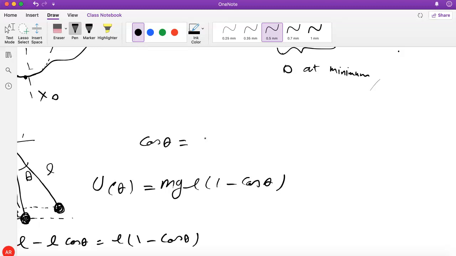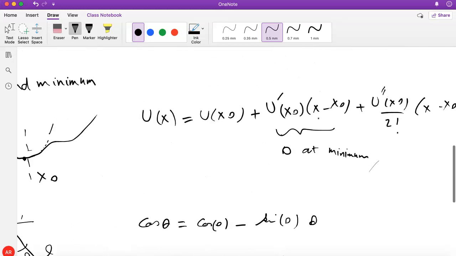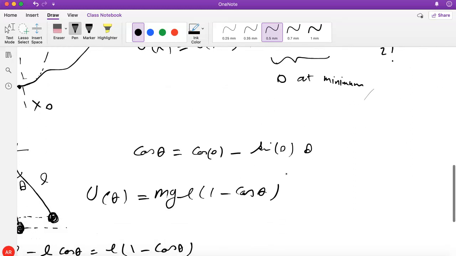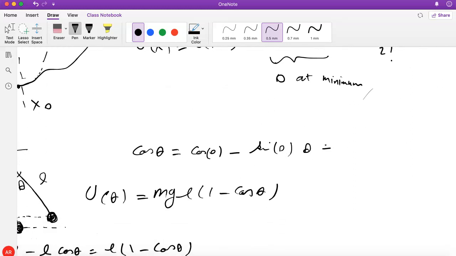theta. It is approximately cosine of 0 plus the derivative of the cosine, which is minus sine at 0, times theta. I'm using this formula, so this is matching the first derivative. And then the derivative of minus sine, which is the first derivative, is minus cosine again. So that's minus cosine 0 divided by 2 factorial times theta squared.